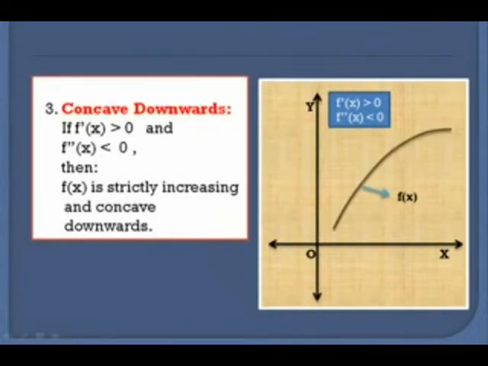The third type is concave downwards. So if f'(x) is greater than 0 and f''(x) is less than 0, then f(x) is a strictly increasing function and is concave downwards. So this is the nature of f(x). It is concave downwards if f'(x) is greater than 0 and f''(x) is less than 0. So for such a case, we say that this function is strictly increasing because f'(x) is greater than 0, and it is concave downwards because f''(x) is less than 0.